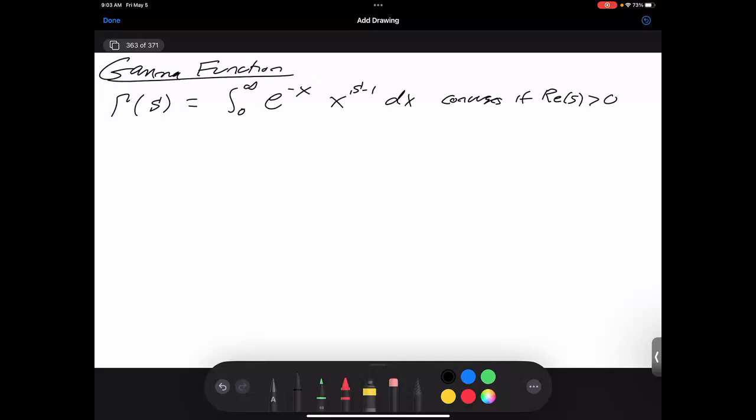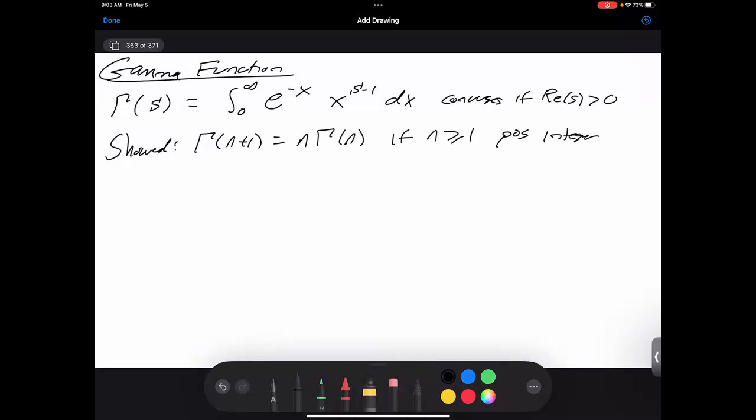So we showed gamma of n plus 1 is n gamma of n if n is a positive integer. We actually didn't need it to be a positive integer. We just needed n to be greater than 0. What was great about this is it allowed us to get some values by knowing other values.